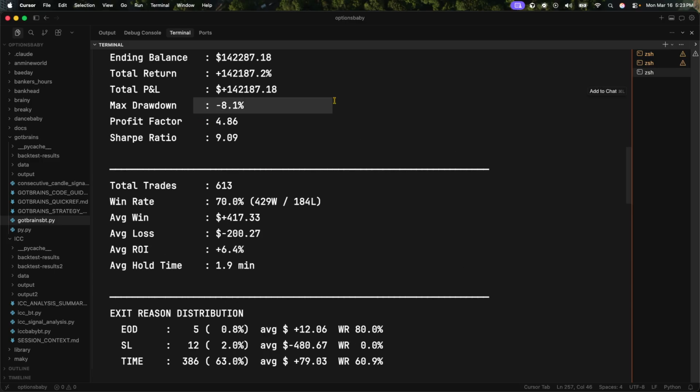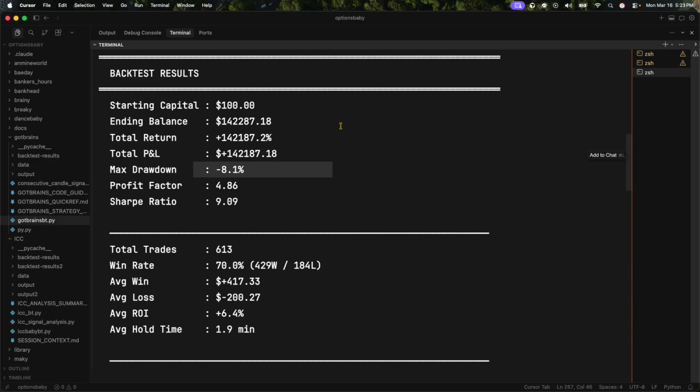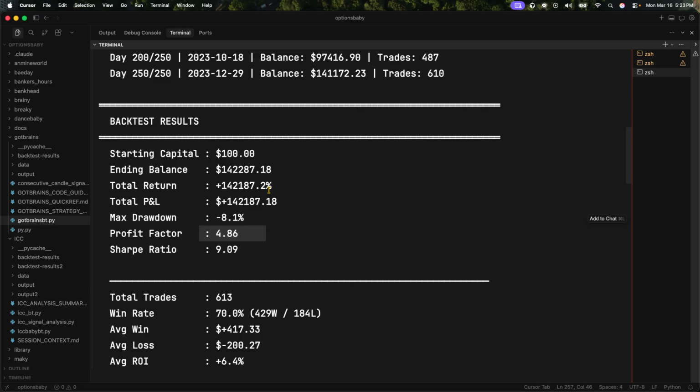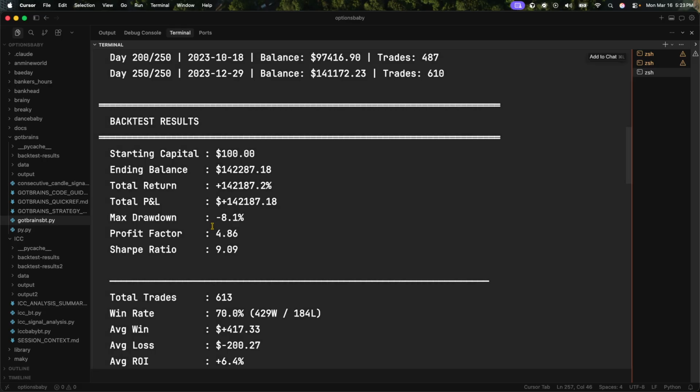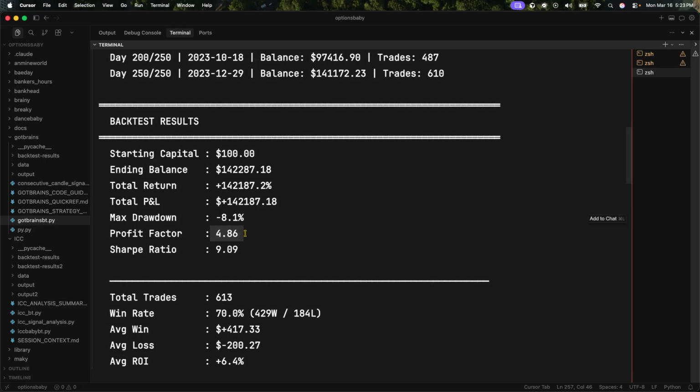So the drawdown is lower for 2024. My fault. One thing I didn't talk about before is the profit factor and the Sharpe ratio. So the profit factor is that for every $1 that the strategy lost, it made $4, and the Sharpe ratio is above 9, bruv. This is hedge fund levels, right? This is just letting you know that your risk management is a chef's kiss, bruh.